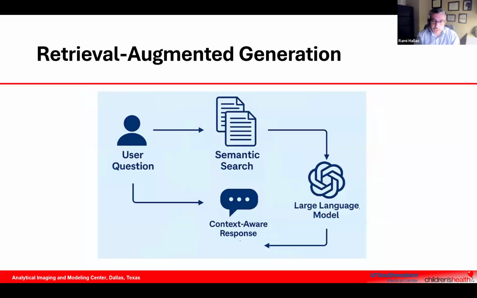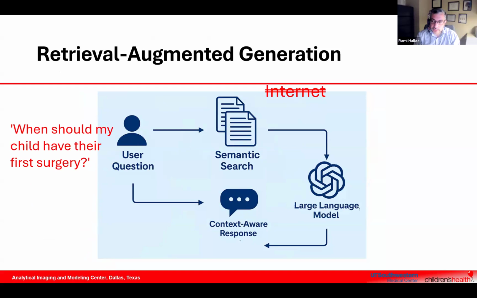This is how it works. It all starts with a user question. A parent or caregiver might ask, for example, when should my child have their first surgery? Instead of the system trying to answer purely from online sources, it first performs a semantic search. This means it looks through a knowledge base, a carefully collected set of documents reviewed by craniofacial specialists, to find the most relevant information.